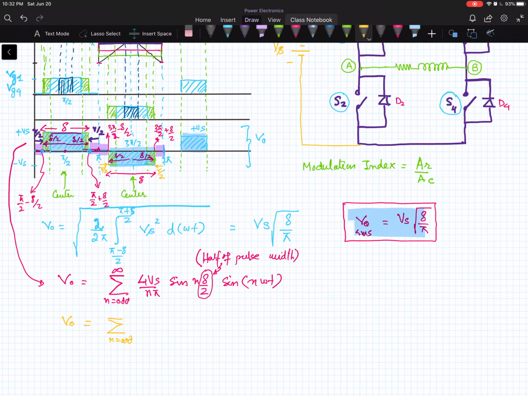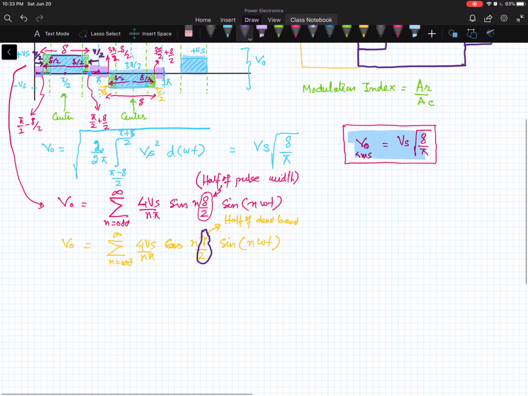So for all odd harmonics up to infinity, 4 Vs by n pi, instead of sine, if we are going to use the dead band, it will be written as cos n gamma by 2 into sine of n omega t. So we can write the Fourier series in terms of the pulse width or the dead band. So this is the half of dead band, this part. So you can use either the pulse width or the dead band information of the pulse, and you can represent your signal in terms of Fourier series.